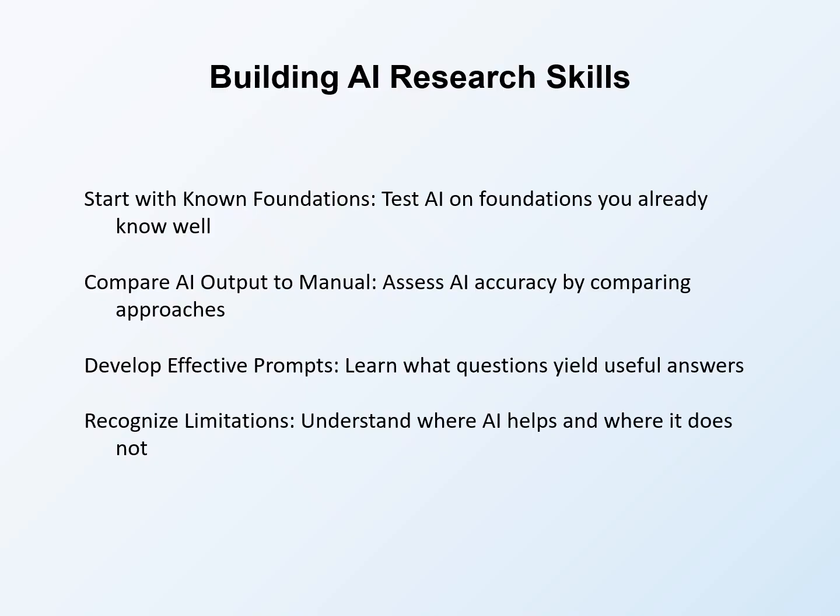Building AI research skills requires practice and calibration. Start with known foundations by testing AI on foundations you already know well. This lets you assess AI accuracy by comparing its output to your existing knowledge. You can identify where AI is helpful and where it makes mistakes.